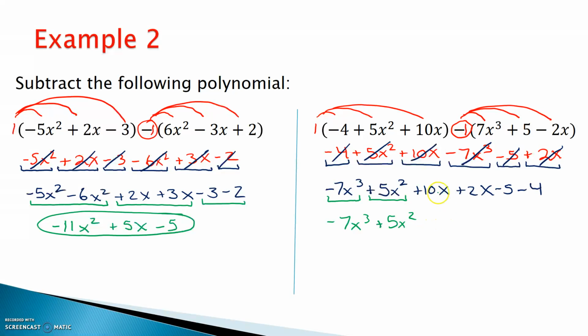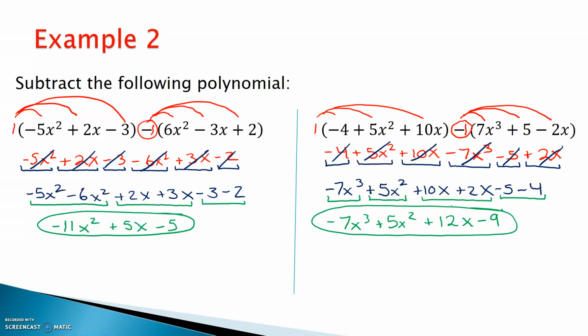Alright, I see here that I have x's, right? X, 10x, and 2x, so these are actually like terms. And I'm going to work with the coefficients. Again, just the numbers in front. What's positive 10 plus 2? That's going to give me 12 x's. Lastly, my constants back here. What's negative 5 minus 4? That's going to be negative 9. Alright, let me box in my answer, circle it. Alright guys, so there you have it.